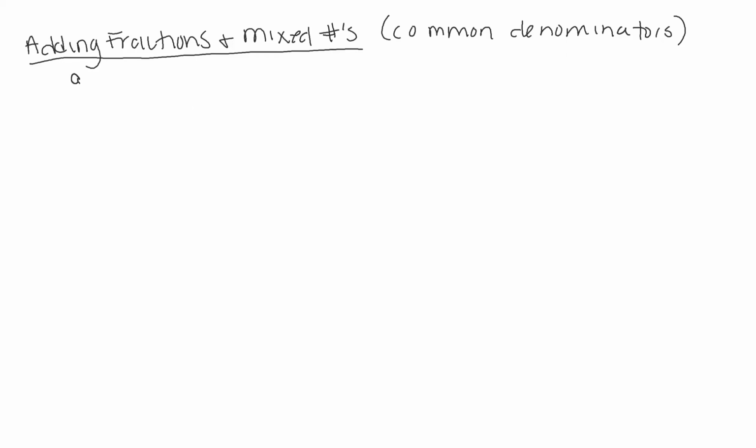So if I had the fraction a over b, and I wanted to add it to the fraction c over b, first note the denominators are the same. And when that happens, you add the numerators and you keep that common denominator. So as long as your denominators are the same, you add the numerators. You keep the common denominator.